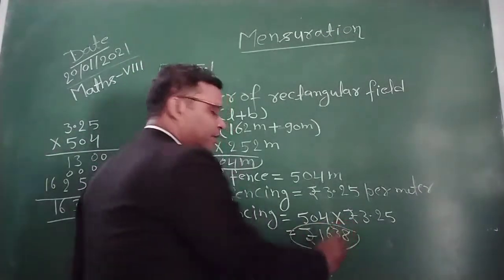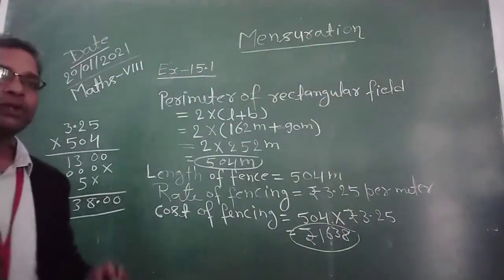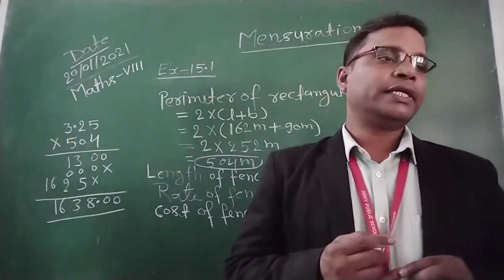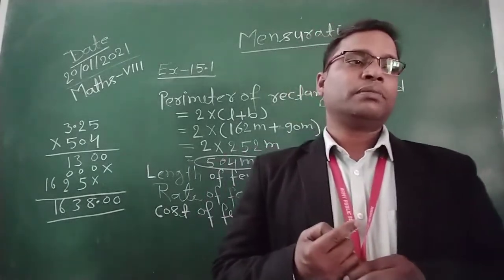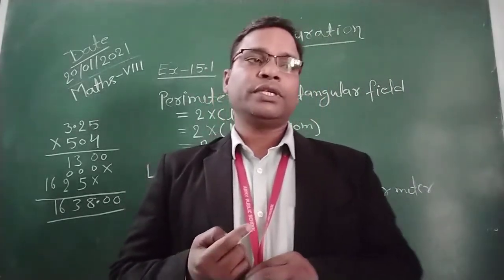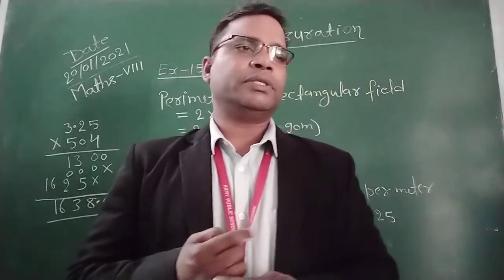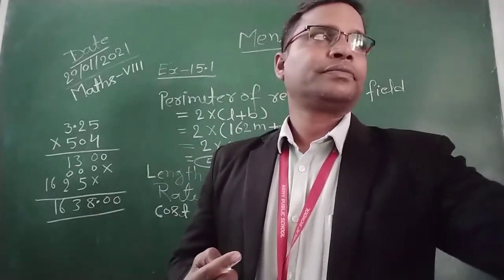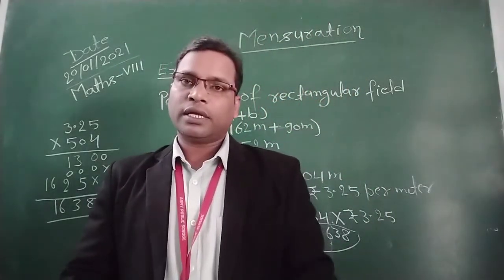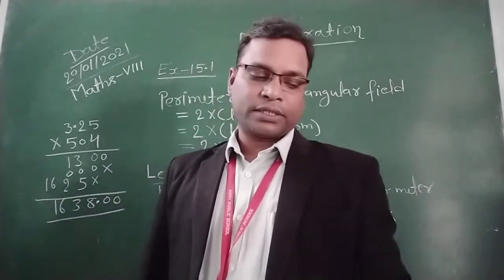Clear? So student, I hope all of you understood this question. Now we are going to discuss the next question. Question number 2 is given. Find the cost of flooring a room 6.5 meter by 5 meter with square tiles of side 25 centimeters at the rate of 1880 rupees per 100 tiles.